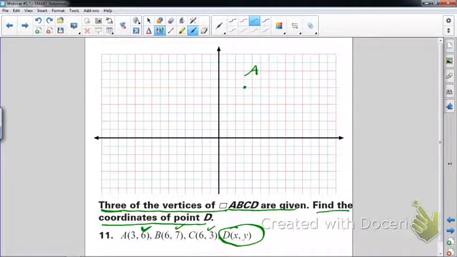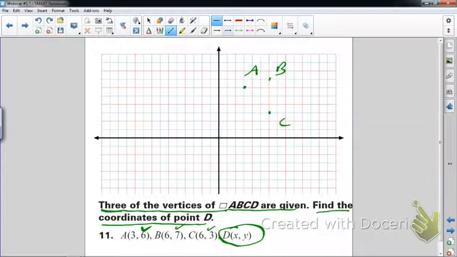B is located at (6, 7). So we have 1, 2, 3, 4, 5, 6, then 1, 2, 3, 4, 5, 6, 7. There it is. That's where B is. C is located at (6, 3). So here we go, 1, 2, 3, 4, 5, 6, and it's 3, 1, 2, 3. So this is where C is located.